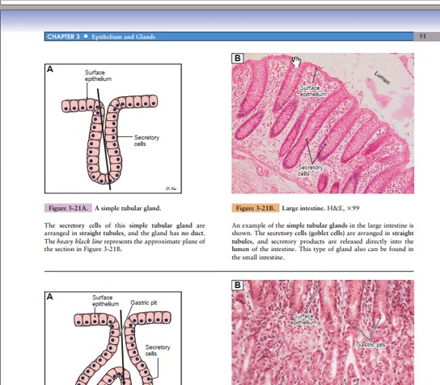Let's say this is an example here of a simple tubular gland. You can see the tube here. You see the tube here. This tube here, these are the cells involved in the simple tubular glands. These are the cells involved here as such. Now this is based on the morphology.